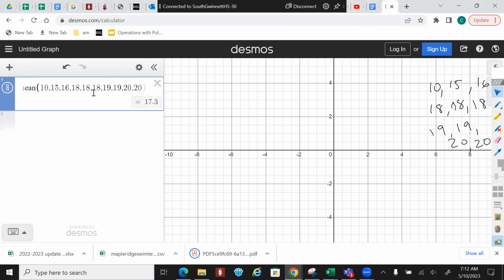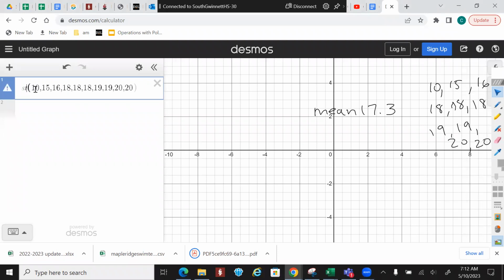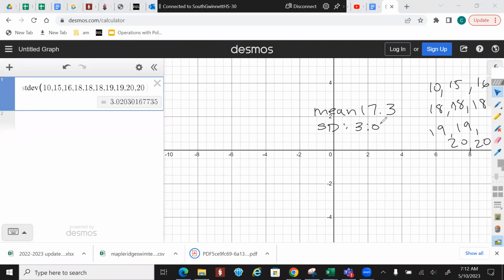Okay. One thing to note, I cannot tell you on the test how to do the mean and the standard deviation. You've got to know how to do this. That's why I'm going over it. That's why I'm showing it to you. So the mean for the first one is going to be 17.3. Let's go ahead and do the standard deviation. Remember, standard deviation is STDEV. And that's going to give me 3.02.